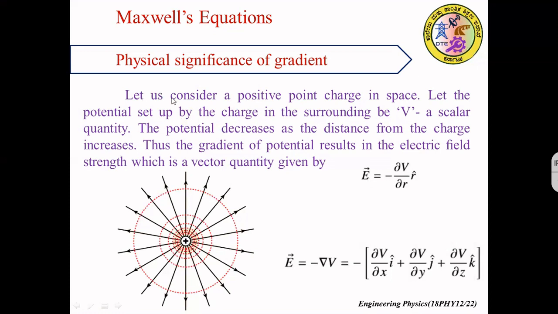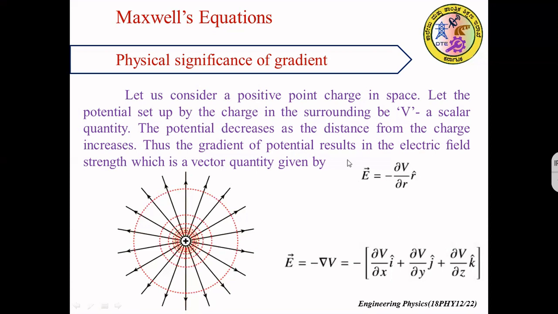So let us consider a positive point charge. I repeat once again, let us consider a positive point charge at this point. Then there is potential change around this point. If we apply del operator on the potential function, we get electric field. And the electric field gives us the rate of change of potential, and it is pointing in the direction of the maximum rate of change of potential. So potential is a scalar field, electric field is a vector field. So gradient converts the scalar field into a vector field.